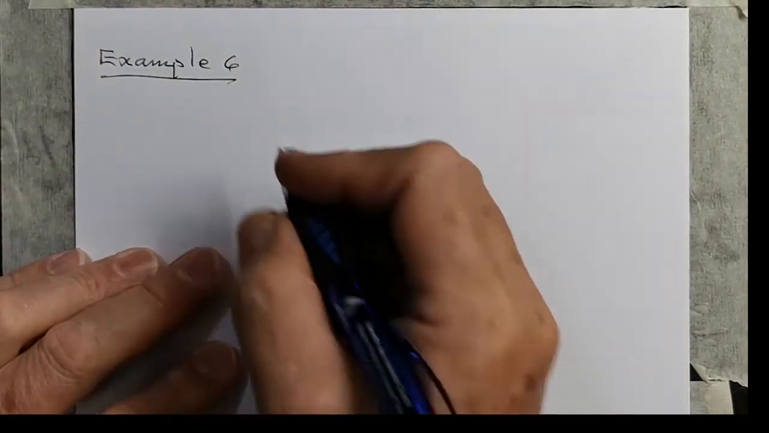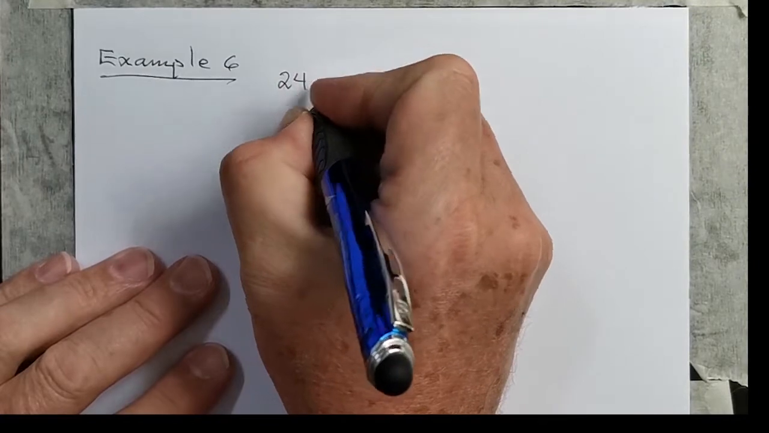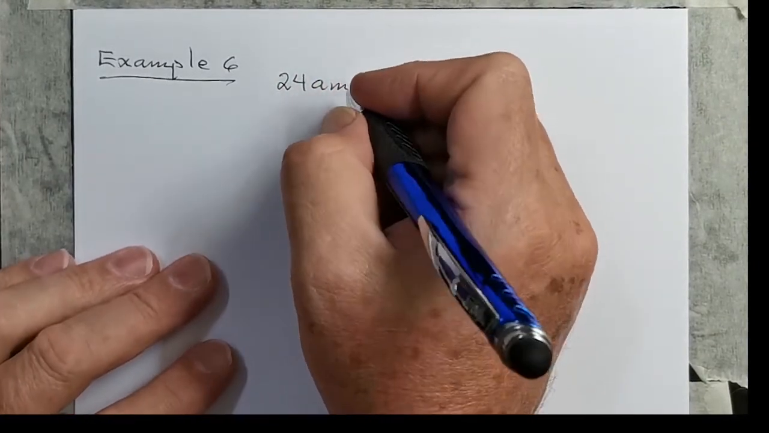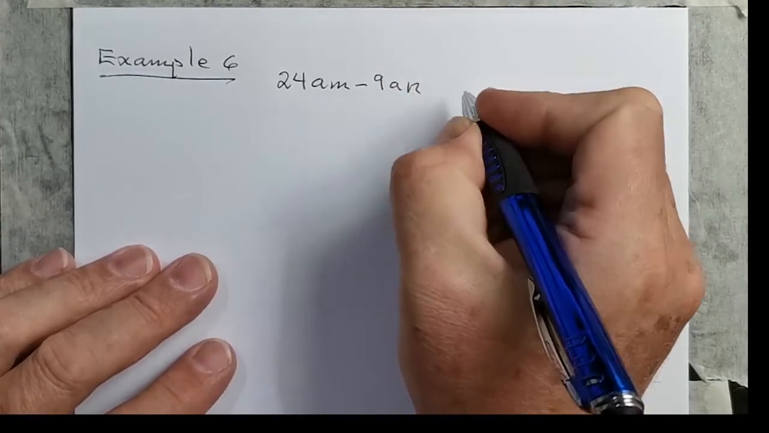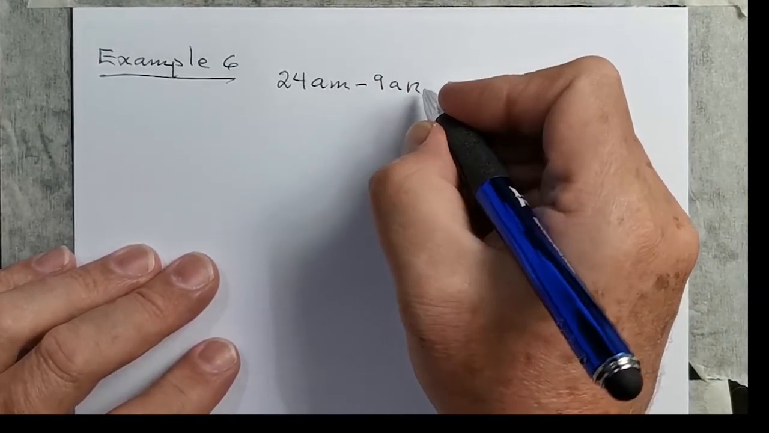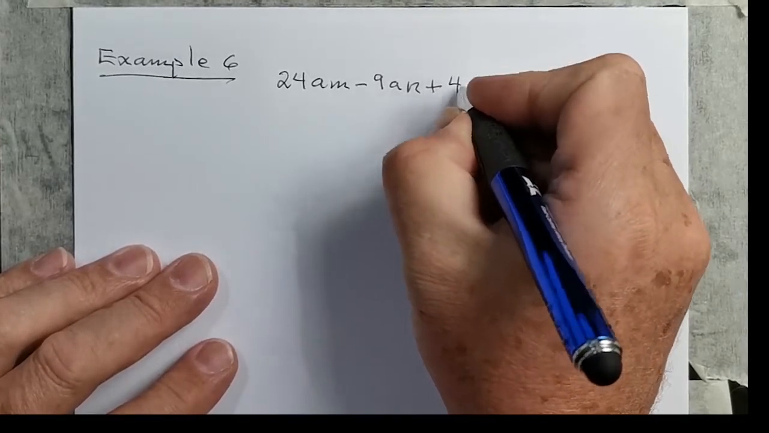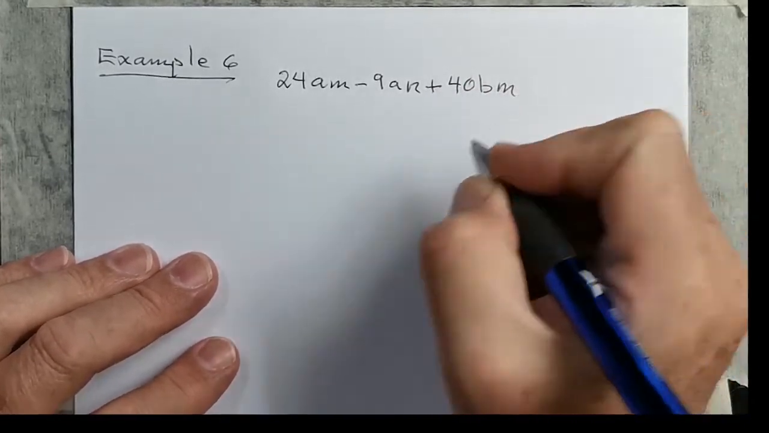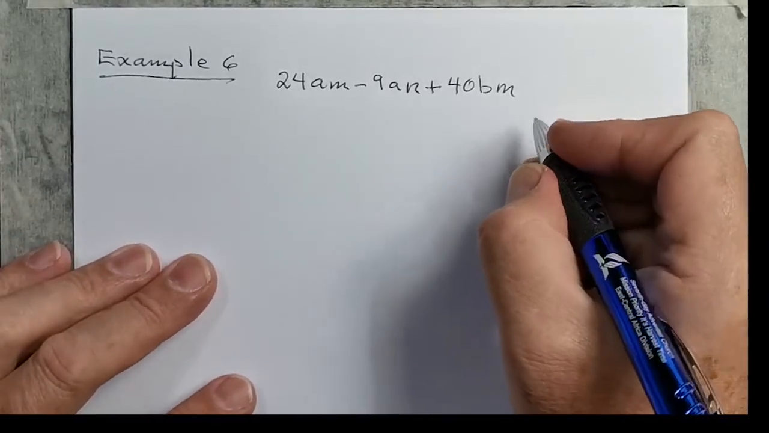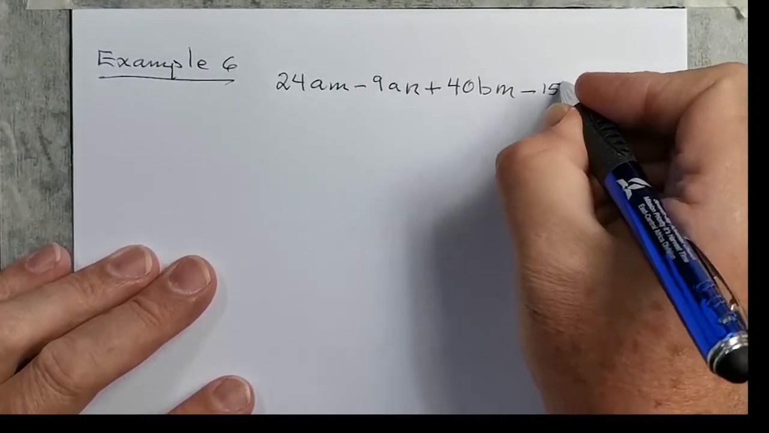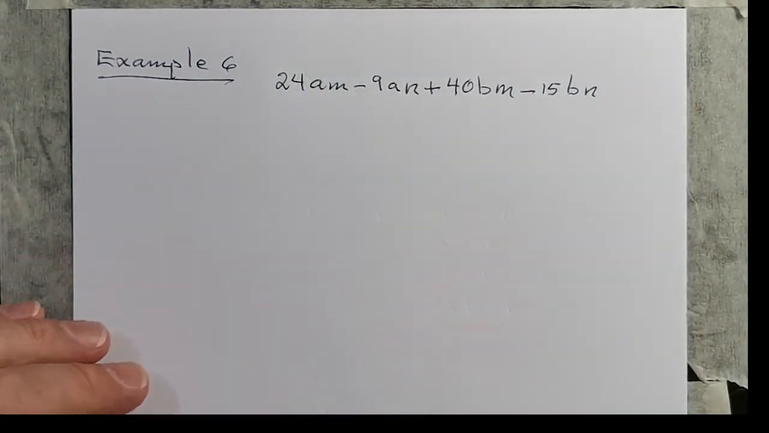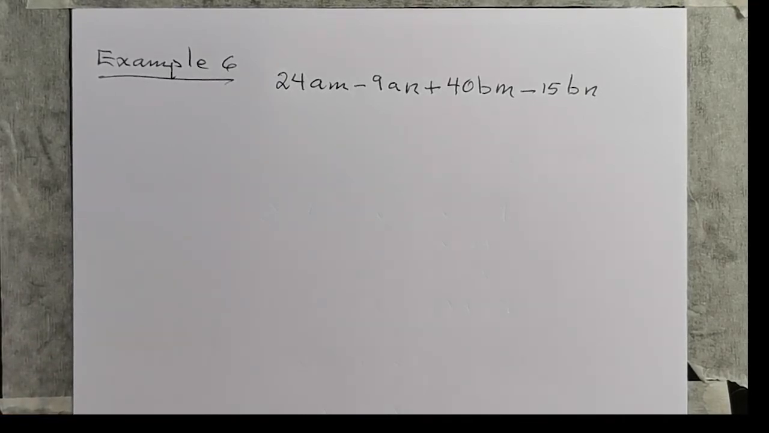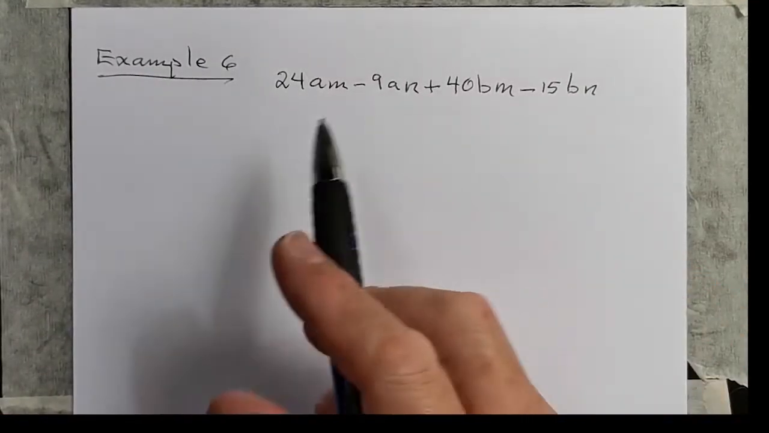And again, this is another factoring by grouping. So here's the problem. 24AM minus 9AN plus 40BM minus 15BN. So there's the problem. And you look at this and you say, well, what can we group with what here?